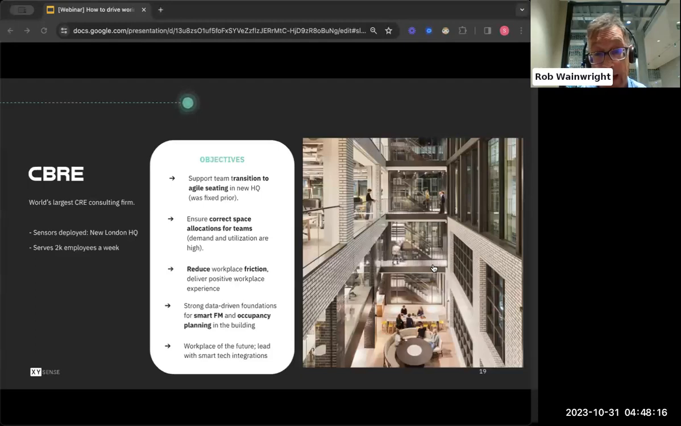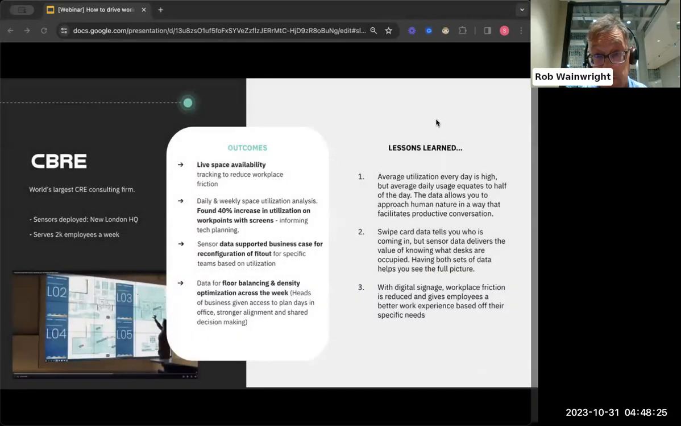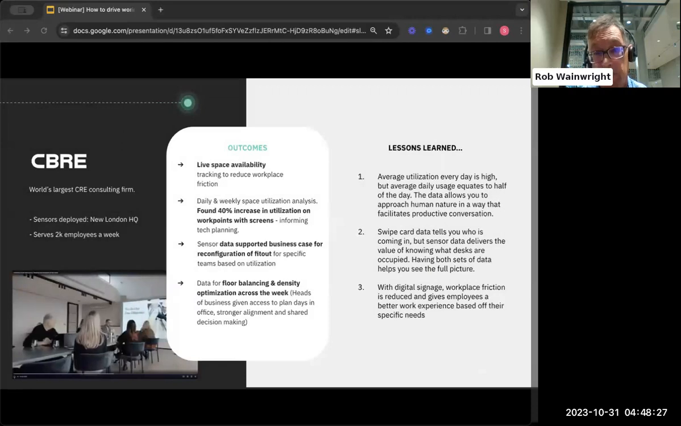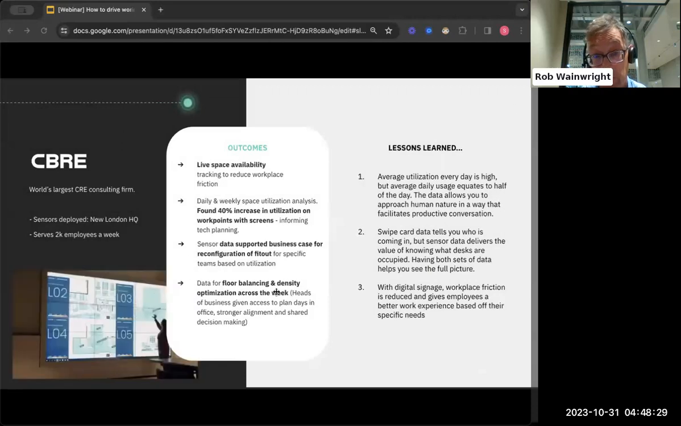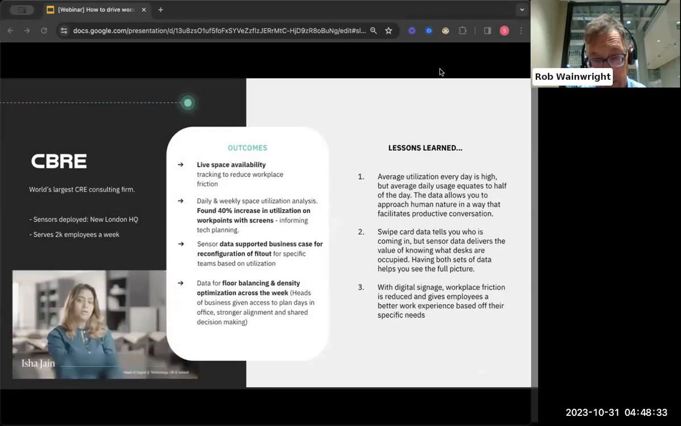They can bring up the app, they can bring up a floor plan, and they can look to see where desk availability is on that floor. That same data is also replayed to screens around the building. So when you're in the building, you can identify areas that are less busy.